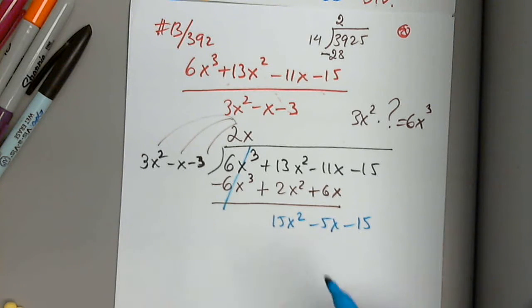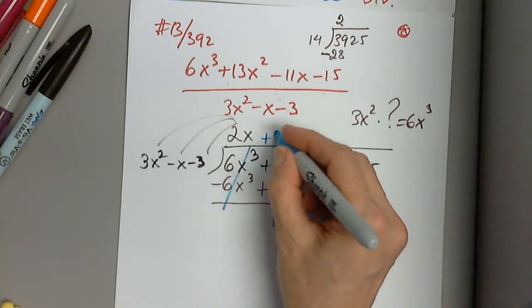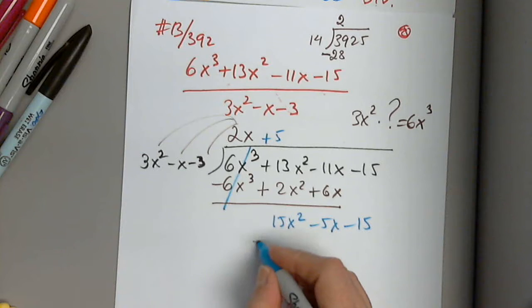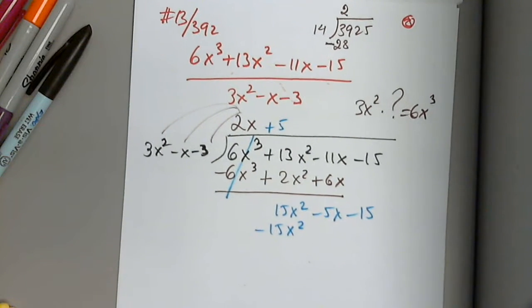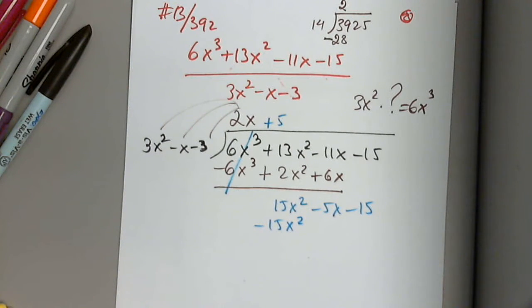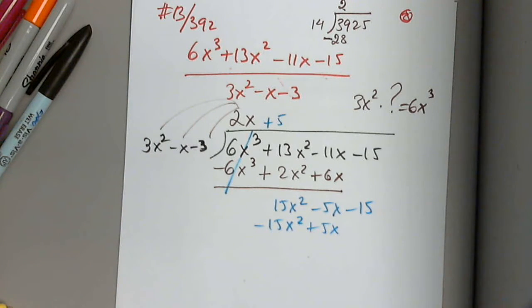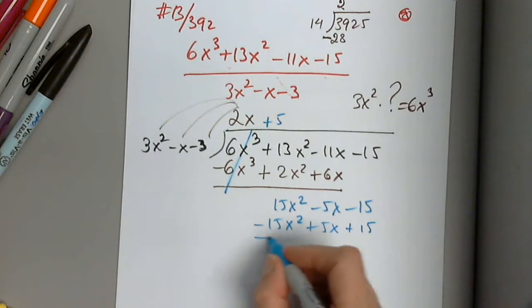Final question. 3x squared times what is 15x squared? At the top, I cannot lie. At the top, it has to be the correct sign. Very good. 5 times 3x squared. And we have to write the opposite. 5 times negative x is negative 5x, but I have to write positive 5x. And 5 times negative 3 is negative 15, but I have to write 15.